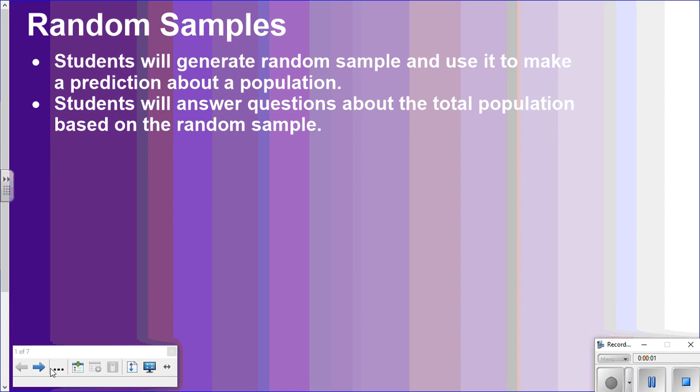In this lesson we'll be discussing random samples. At the end of the lesson, you should be able to generate a random sample and use it to make a prediction, and answer questions about the total population based on the random sample.